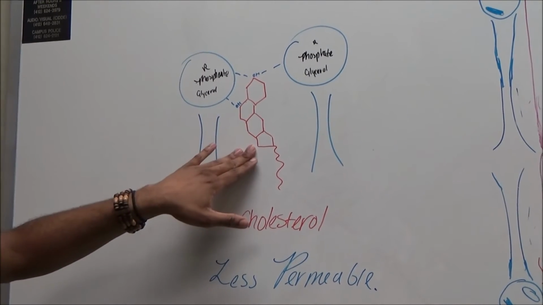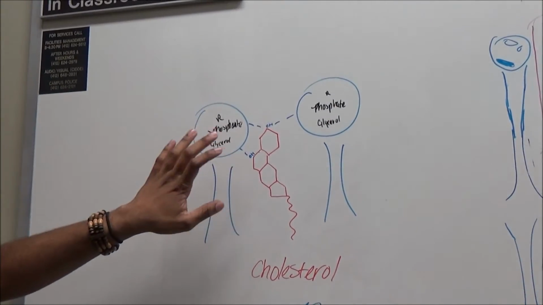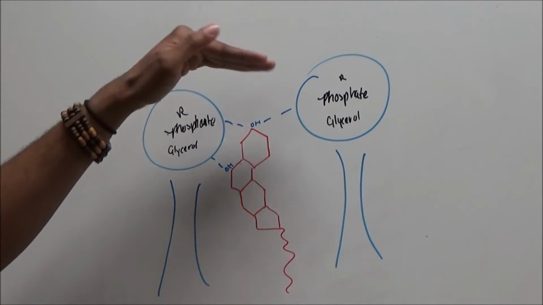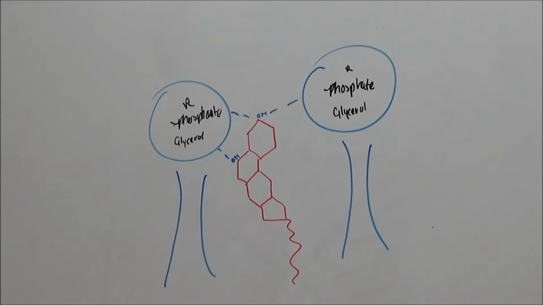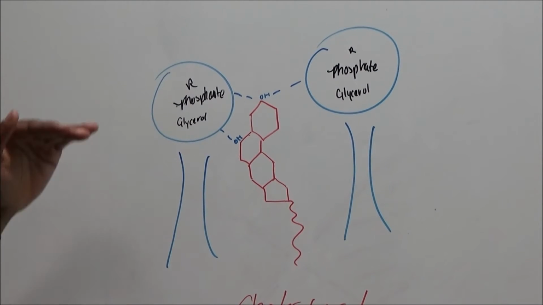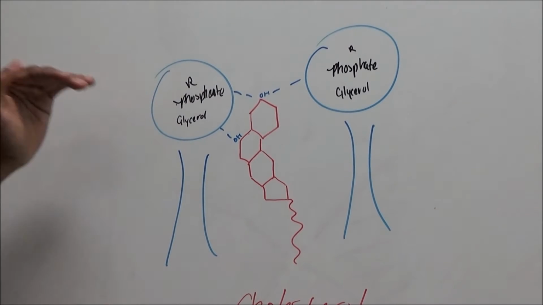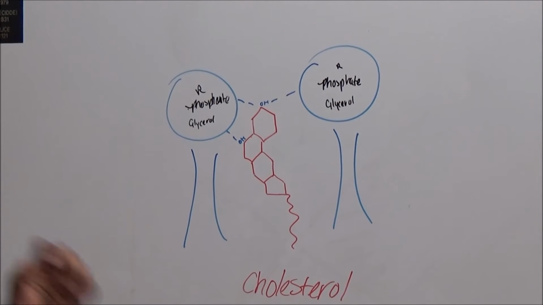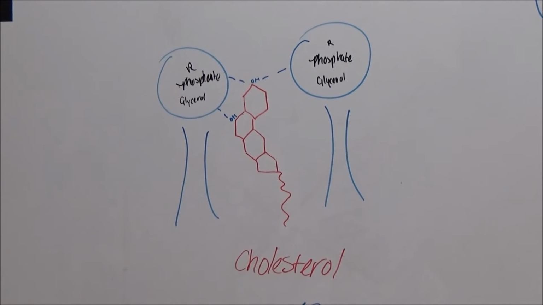This is a cholesterol molecule. Notice the hydroxyl group on it. The strong polar interactions between the polar heads and the hydroxyl group of the cholesterol allow the cholesterol to align polar to non-polar with the phospholipids. This allows for a firmer phospholipid matrix. Basically, it's less permeable to random polar molecules.